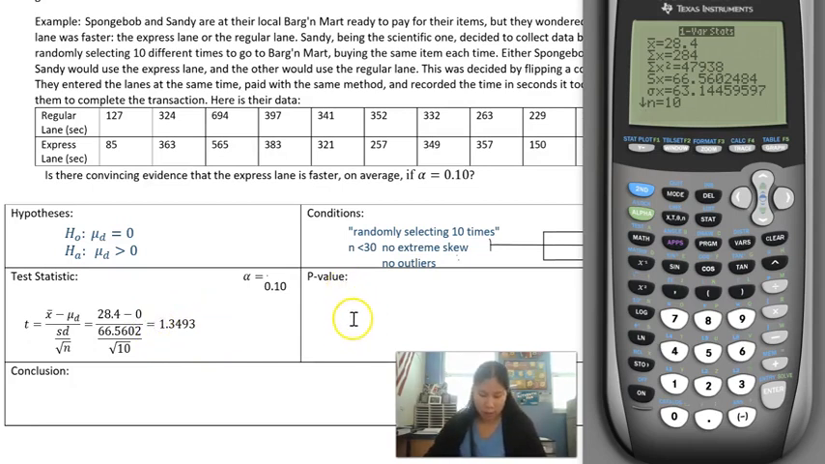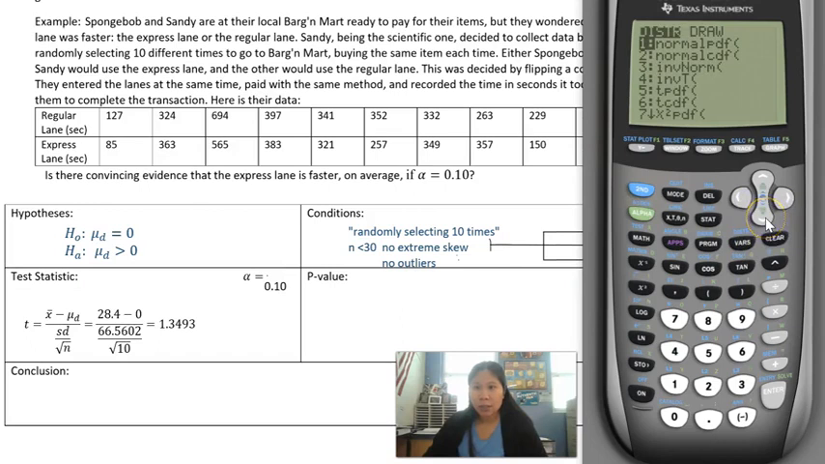So we're using tcdf to get there. We're doing second vars, number 6. Our lower is going to be negative 100,000, a giant number, and our upper is our test statistic, so 1.3493. Degrees of freedom is n minus 1, so our n here was 10, so it'll be 9. Paste. Enter one more time.